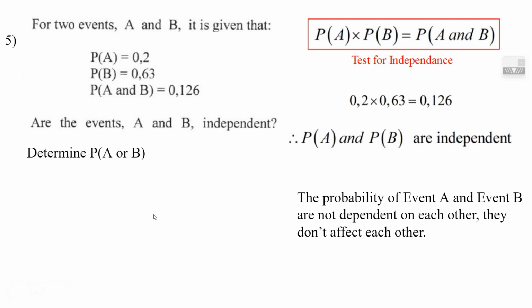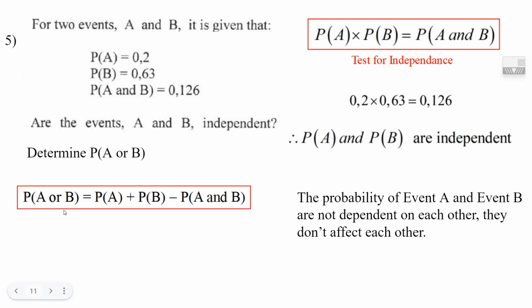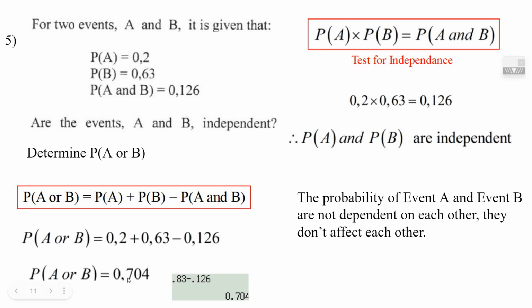Determine the probability of A or B. Well, what you need for this is just the formula. This formula is not given in the exams, but that one is. And wow, that's so easy. You just put in the numbers for P of A and P of B and P of A and B, and out pops the answer of 0.704.